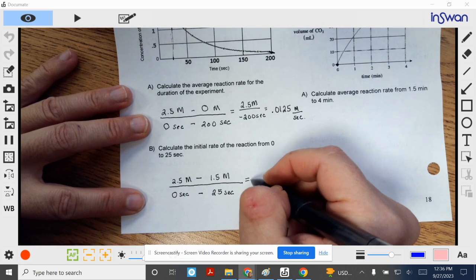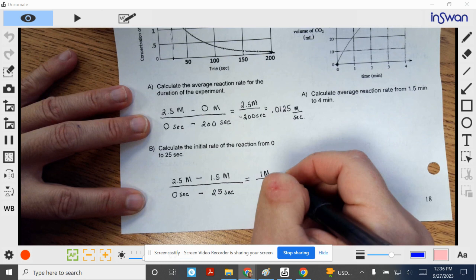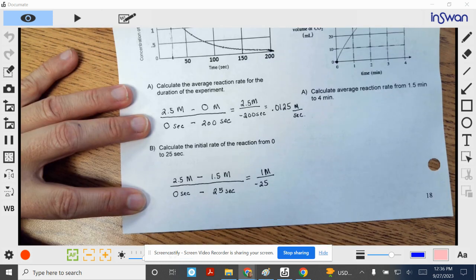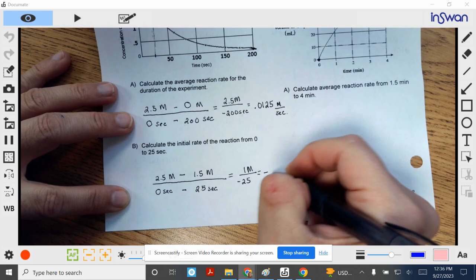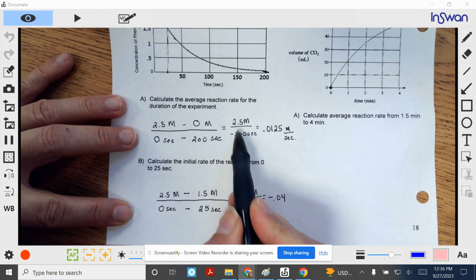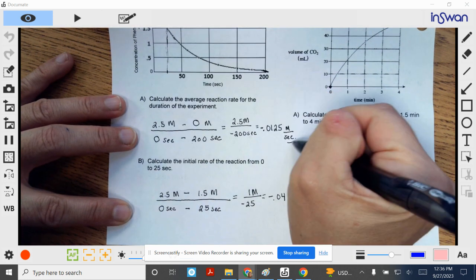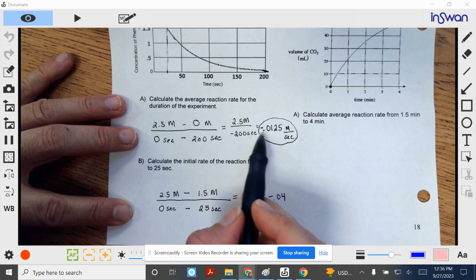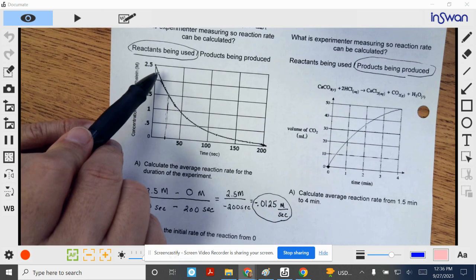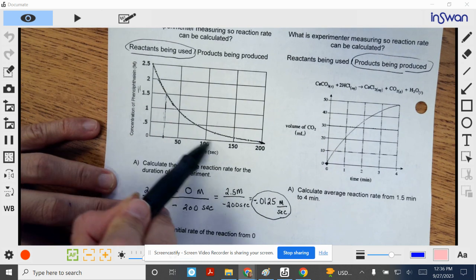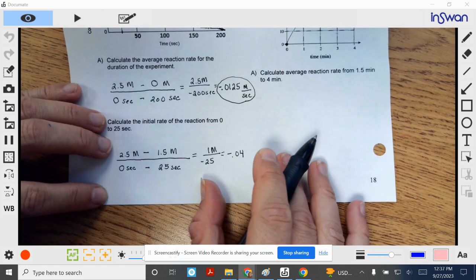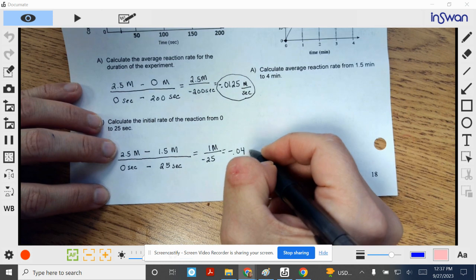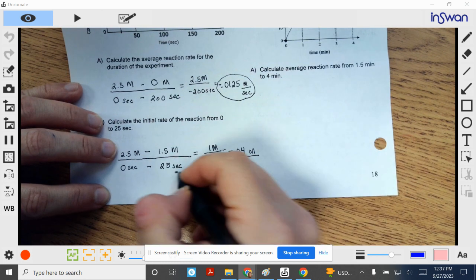So this top number, we're going to end up with 1 M divided by negative 25, and that is negative 0.04, which brings me back to this. Positive divided by negative, I need to have a negative in front of my reaction rate. And what that tells me, if my reaction rate is negative, is that the slope of this line is going down. We're slowing down. Over here, we have negative 4 moles per second.